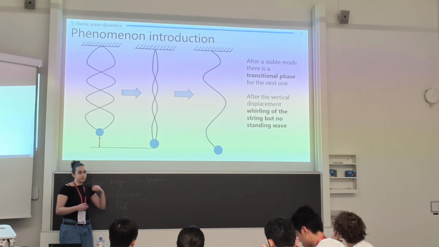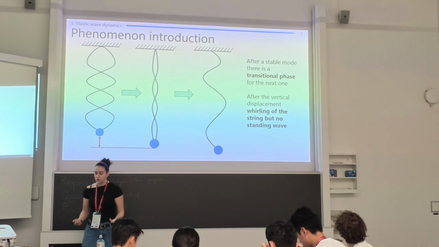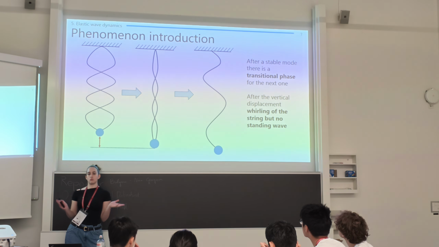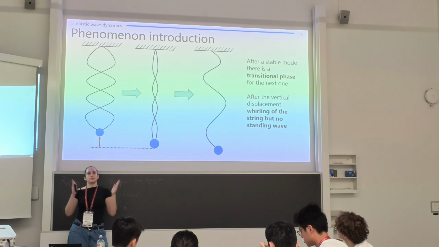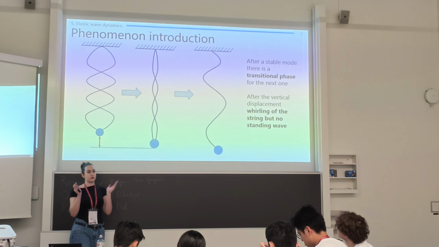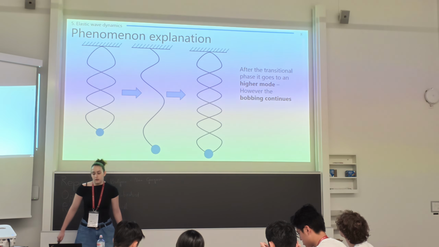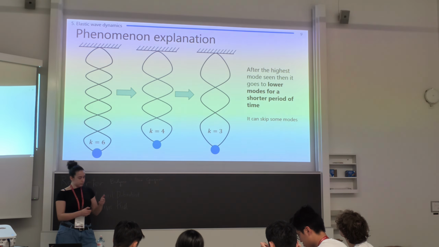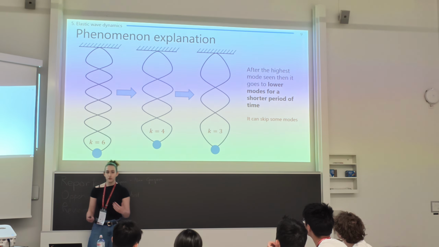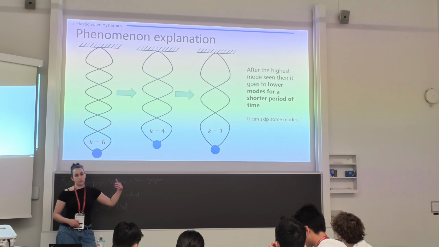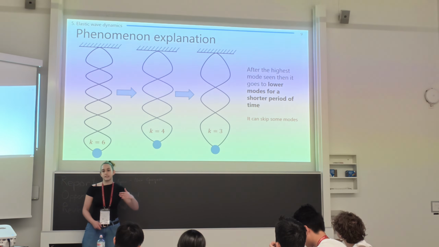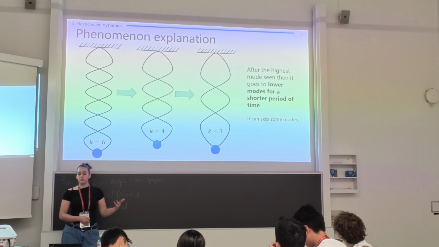What we do not get as a standing wave is this. A standing wave we define as when we see all the bulges, and we see that it is not only like the band, but also we see this. After we reach the highest mode possible, we then go to lower modes. It is not necessary to go through 5, 4, 3, 2, 1. We can skip some of the modes.